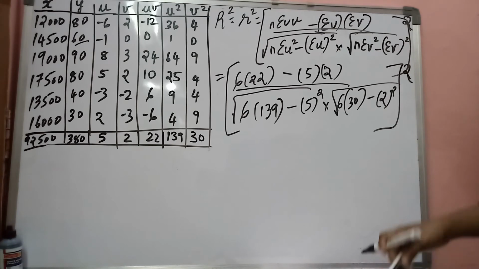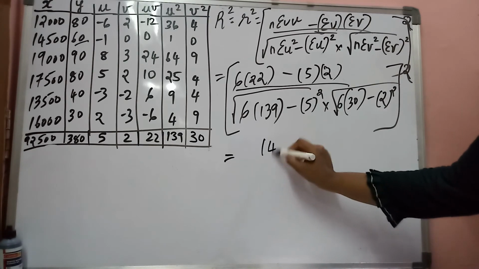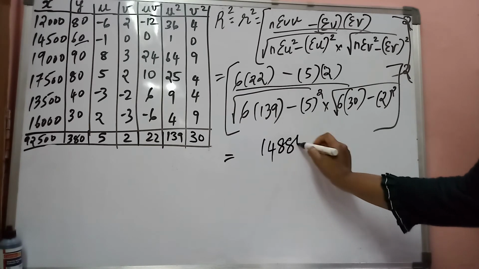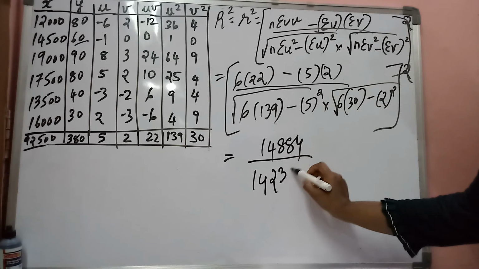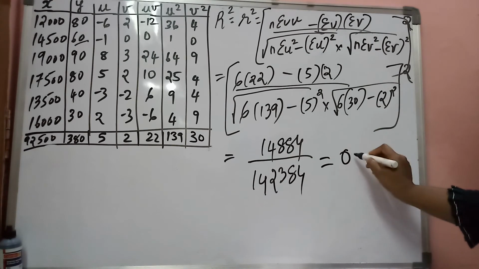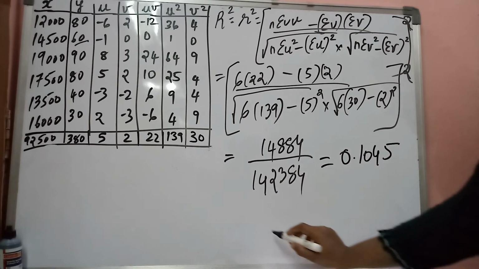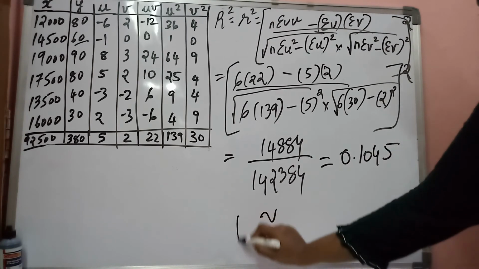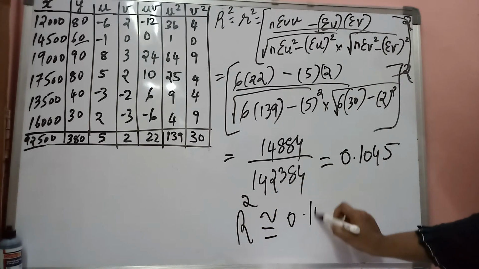Now I am writing the answer. It would be like this. You have to calculate. So 1488 divided by 142384. Then you have to divide. The answer would be 0.1045. You can round it up as your capital R square as 0.10.